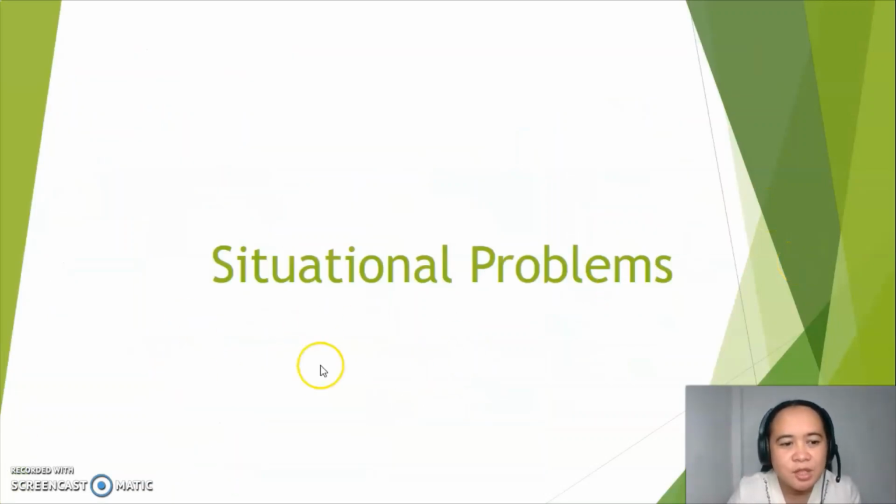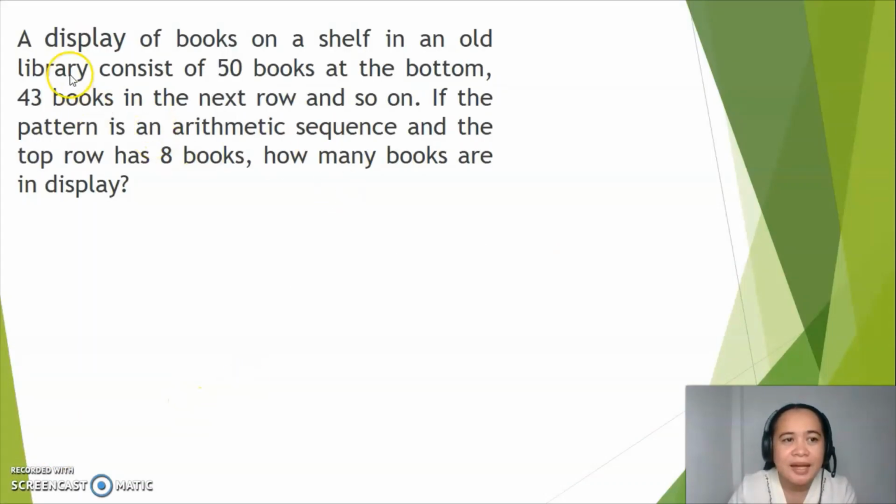Now let's have situational problems involving series and sequence. A display of books on a shelf in an old library consists of 50 books at the bottom, 43 books in the next row, and so on. If the pattern is an arithmetic sequence and the top row has 8 books, how many books are on display?